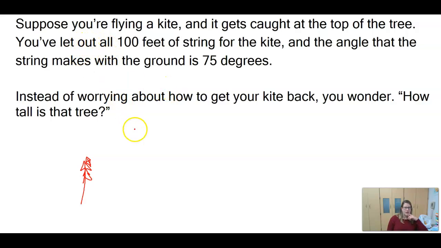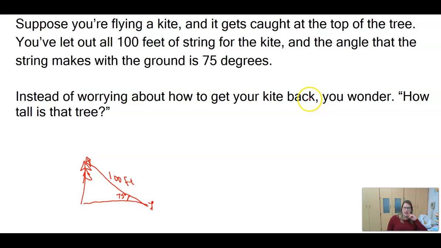You've let out 100 feet of string from the kite. So if you're down here holding onto the string of your kite, you've let out 100 feet. That would be our hypotenuse. And the angle that the string makes with the ground, so here's the string, here's the ground, that would be this angle, is 75 degrees. Obviously my drawing is not to scale.